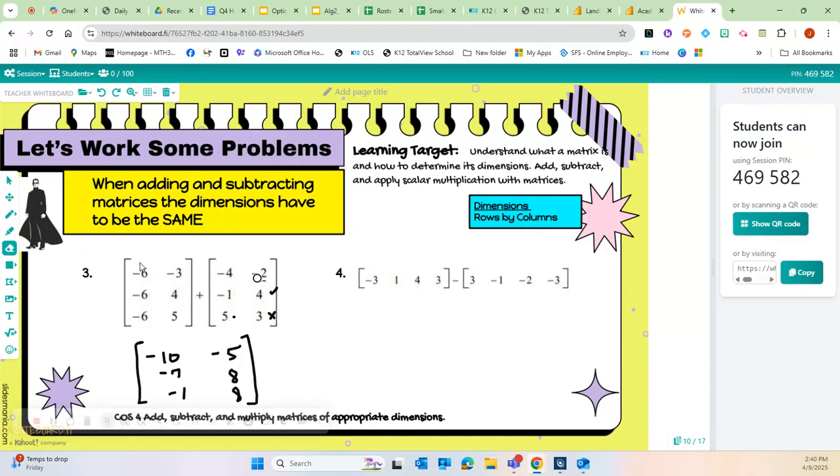So top left with top left. Top left is added to top left. Top right is added to top right. Middle left is added with middle left. Middle right is added with middle right, and so on.